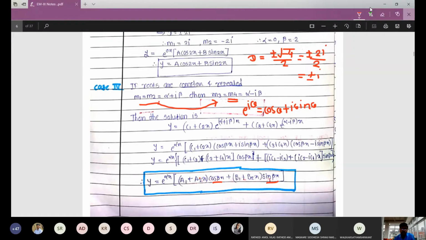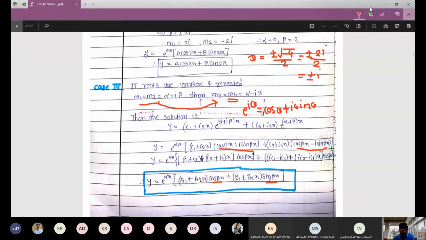So e to the power i beta x is nothing but cos beta x plus i sin beta x, and here we have c3 plus c4 x. And e to the power alpha x is already taken common; e to the power minus i beta x is nothing but cos beta x minus i sin beta x. Now let us collect the terms, cos terms and sin terms.